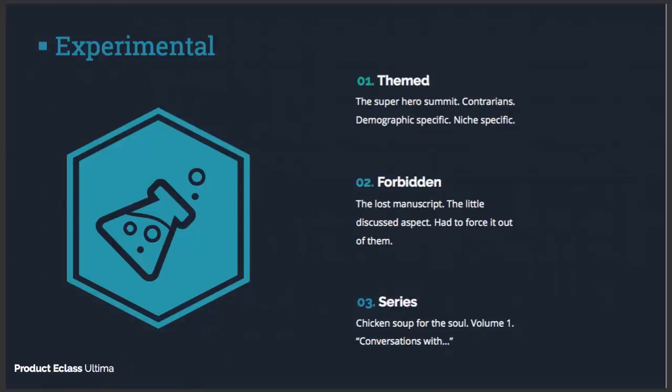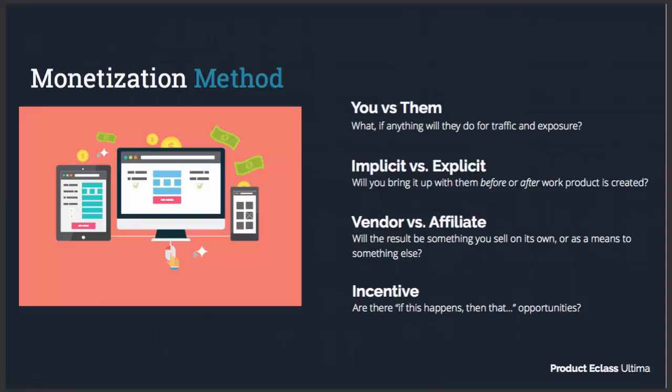Now, with experimental, there's 3 considerations. If you do want to add a little extra flavor and spice, you can theme it, you can take the forbidden route, or you can actually make it in mind to keep it going forward as a series.